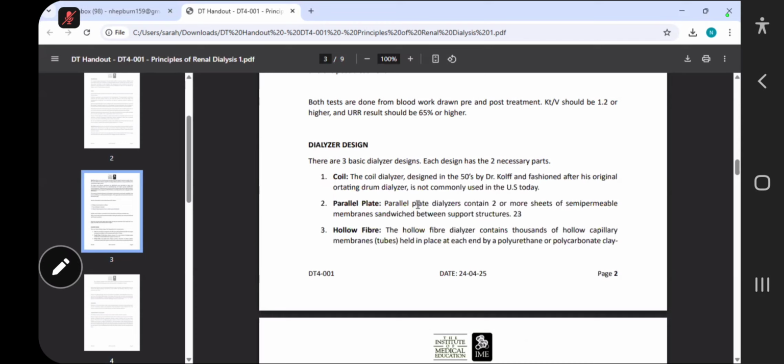Divide, right? So if I weigh 65 at the beginning of my treatment, and at the end of my treatment I weigh 63, right? 65 divided by 63 is 1.03. So it is not higher than 1.2, which means I didn't get a good clearance.